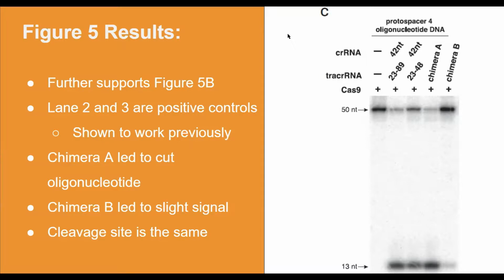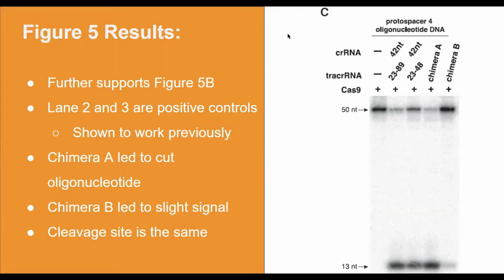We can see on the right that Figure 5c is displayed. Figure 5c supports the results seen in Figure 5b, and I will go over that in more detail. We can see the topmost bands are 50 nucleotides, and the bottommost bands are 13 nucleotides, which is the uncut and the cut portions with the radioactive label. We can see that lane 1 is a control in which only Cas9 was implemented, and the oligonucleotide was not cut because the band is at 50 nucleotides.